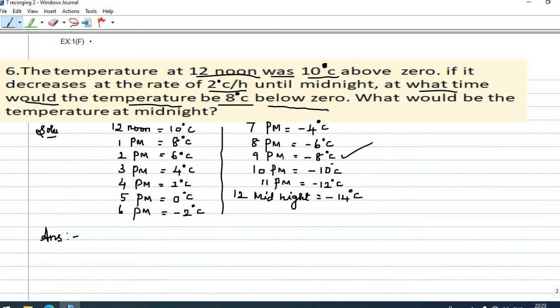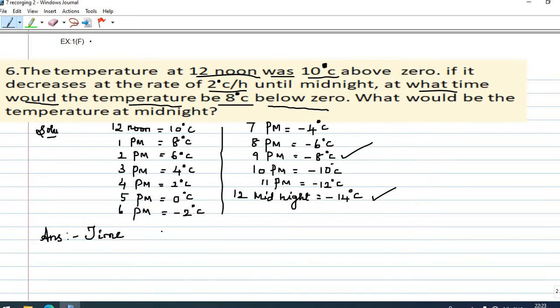So the answer for the first question is 9 p.m. Below the 0 means the Celsius is in the negative. So 8 degrees Celsius below 0 comes at 9 p.m. As well, I am going to find out the answer for the temperature at midnight. See, at midnight it is minus 14 degrees Celsius. Shall I write the answer for this, children?